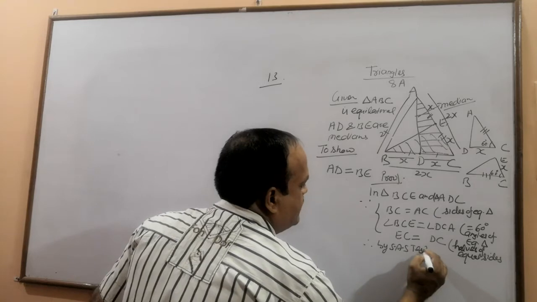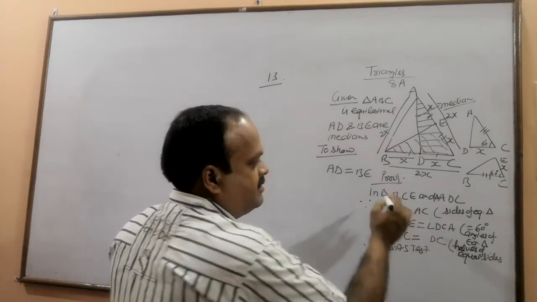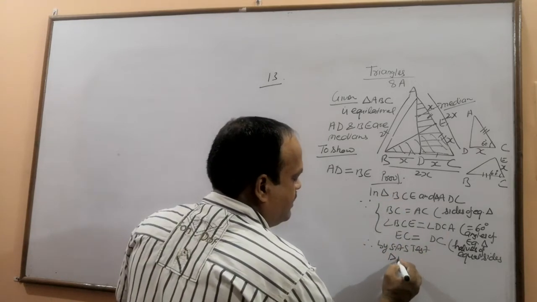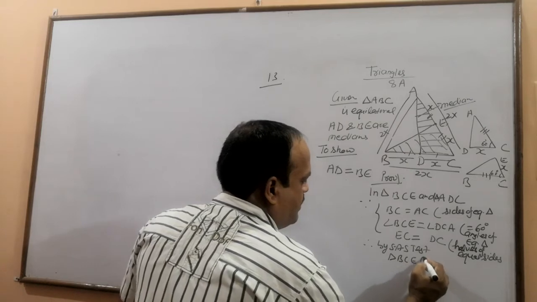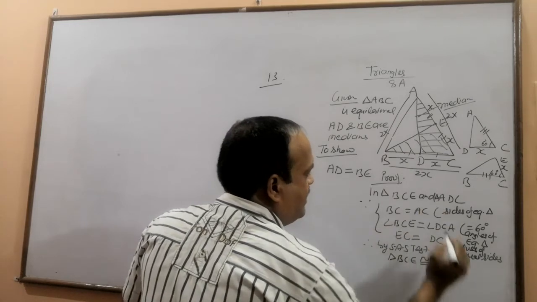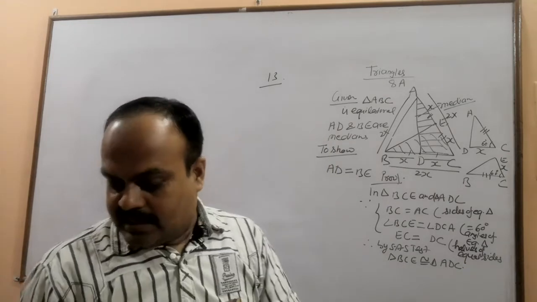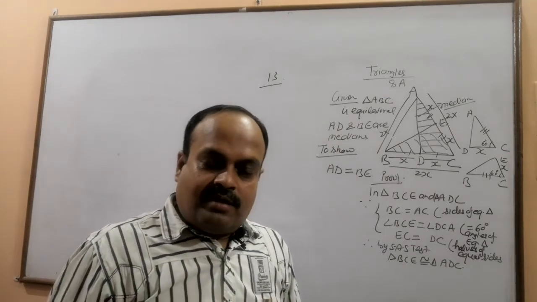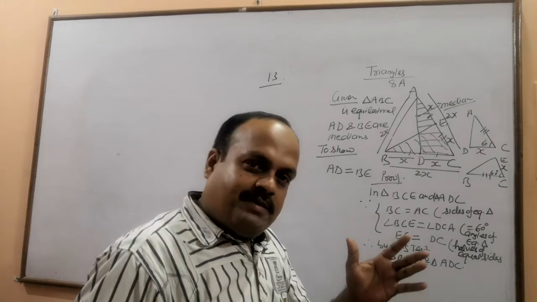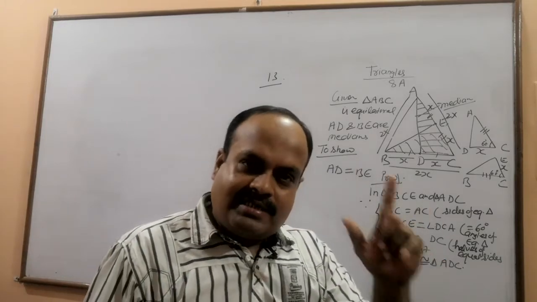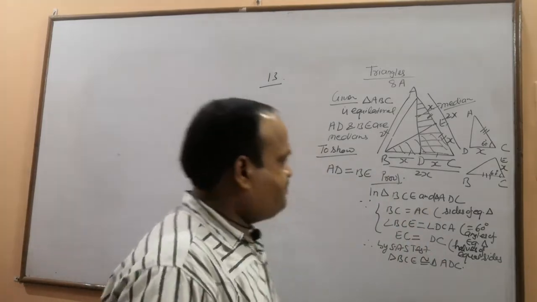By SAS test, triangle BCE is congruent to triangle ADC, and when these triangles are congruent, many times I have said that the corresponding sides are equal.